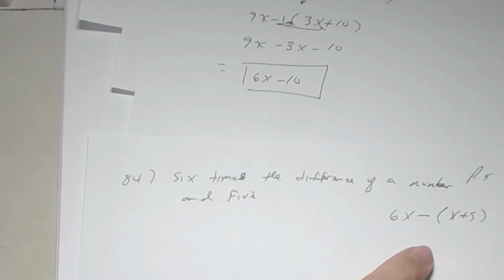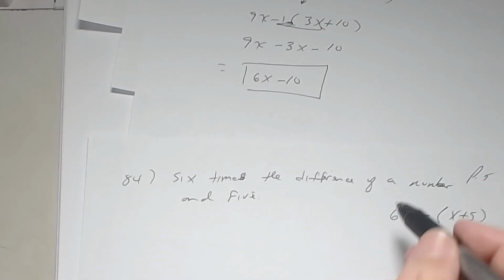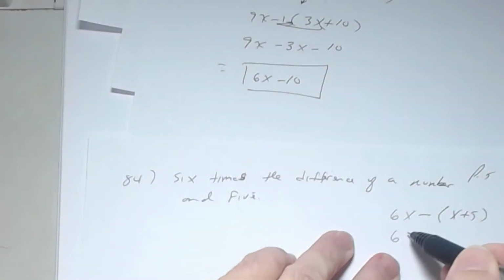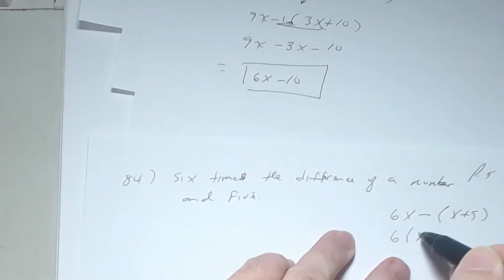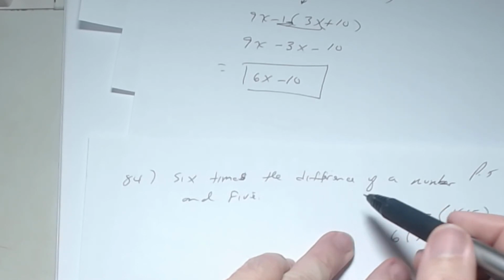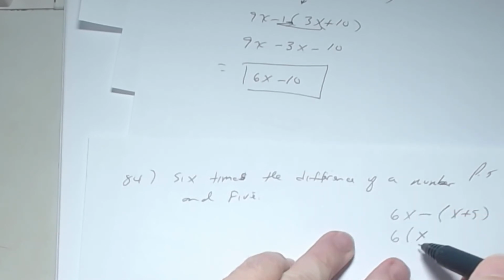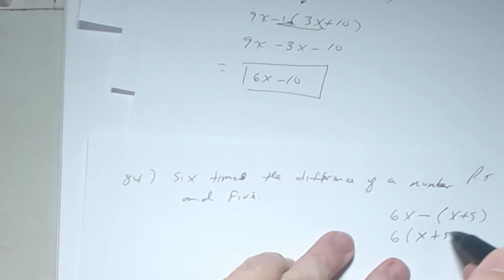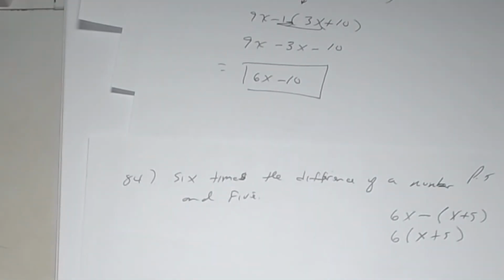6 times the difference of a number and 5. Tell me what to write. 6, parentheses, x over 5? I would say and 5. X over 5 means division. No, it'll be plus 5. You think it's plus 5? Okay. Anything else? No other thoughts?